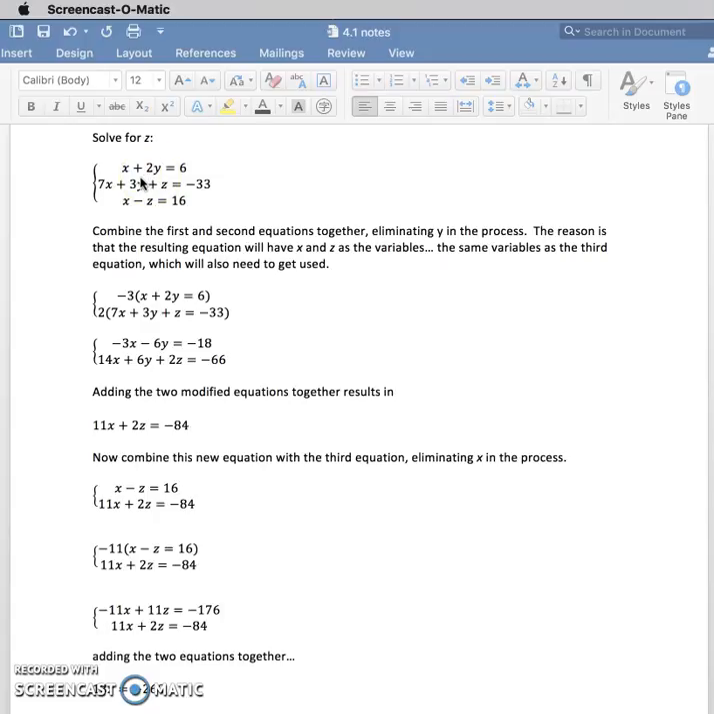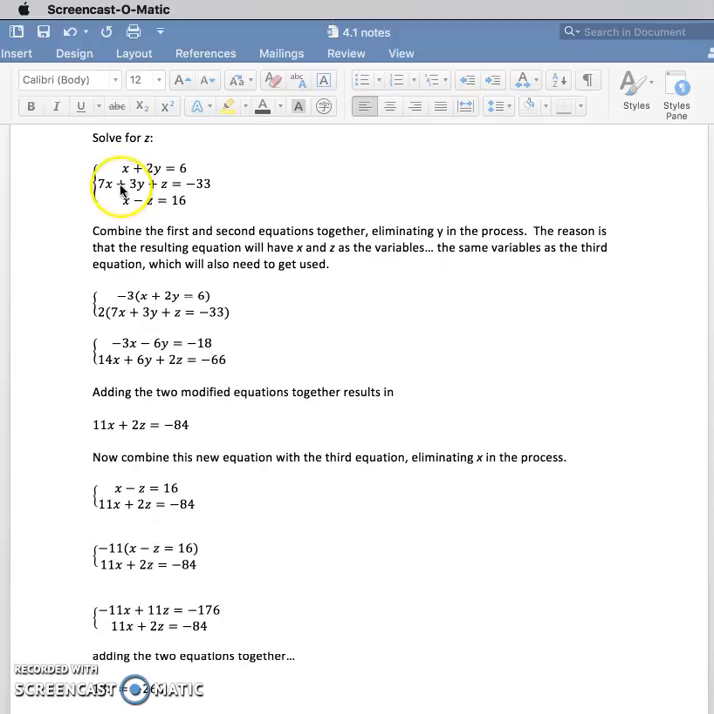Because if I tried to get rid of, say, the x instead of the y, then my resulting equation would have variables y and z in it, whereas the third equation has x and z in it, and I've really put myself in a corner. You want to make sure you have as many unknowns as you have equations. That's your general rule of thumb here.